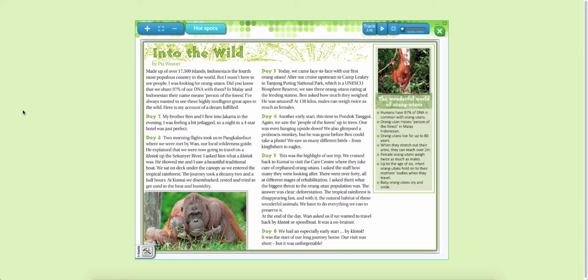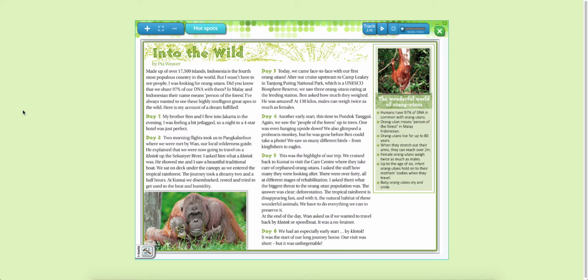Martin Grajales, can you please help me by reading day 3? Yes, go ahead, baby. Today we came face to face with our first orangutans. After our cruise upstream to Camp Leakey in Tanjung Puting National Park, which is a UNESCO Biosphere Reserve, we saw three orangutans eating at the feeding station. Ben asked how much they weighed. He was amazed at 130 kilos. Males can weigh twice as much as females.